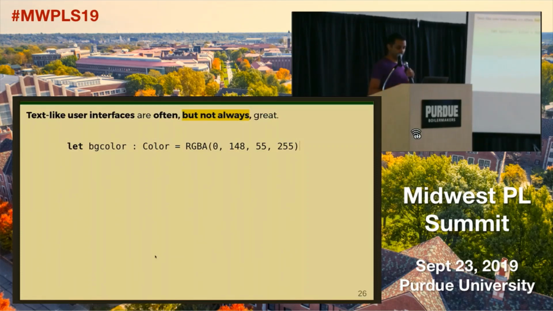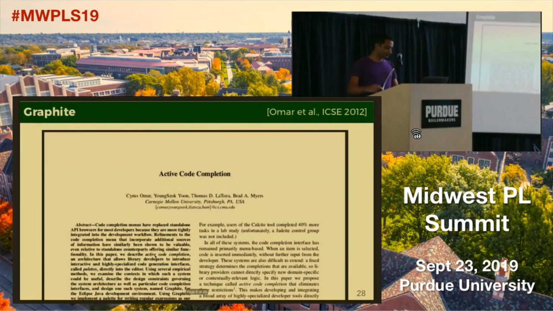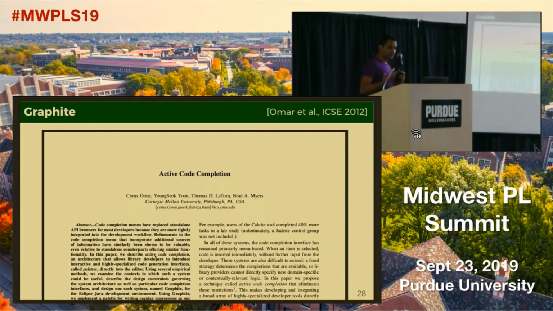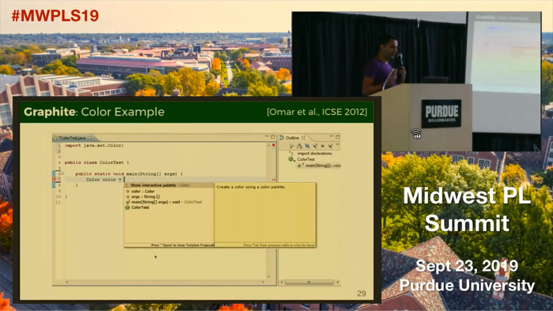Determine which numbers to put into this code. So we started asking, what if we could fill holes of types like these, like color, for which there is a natural direct manipulation interface, by manipulating an appropriate GUI. And so I started looking at this question way back in 2011, 2012. We have this paper called Active Code Completion, and we implemented a system like this for Eclipse and Java.